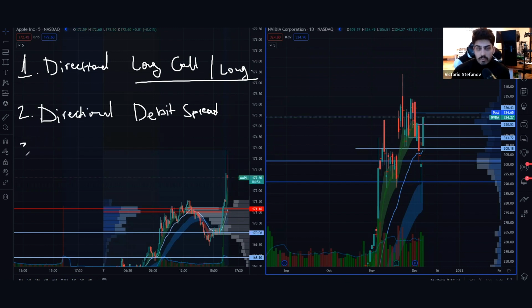And then the third one here is going to be non-directional. Now, this is going to be the most complicated out of all of them, especially for a beginner, but it's called the credit spread, right? So these 3 main strategies are going to be the cornerstone for a lot of different options trades and options strategies, right? Options ideas.